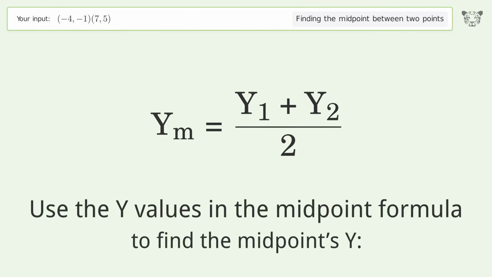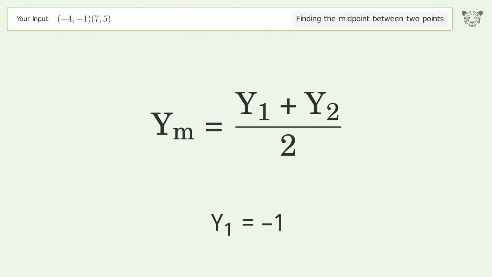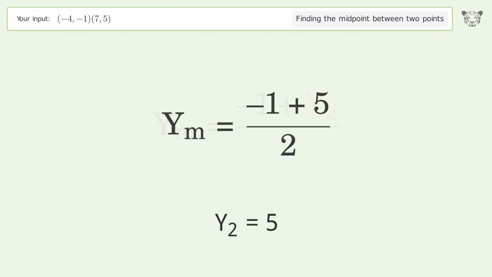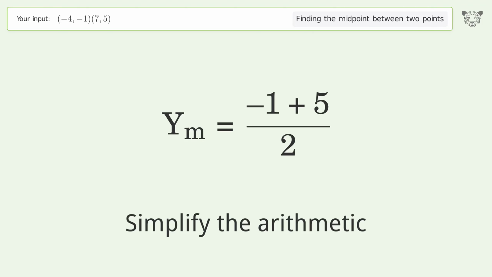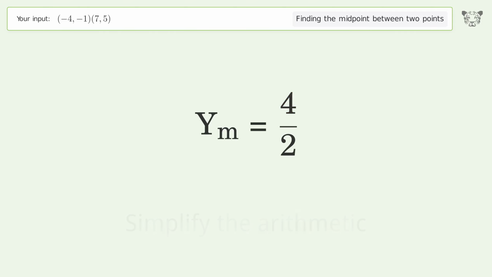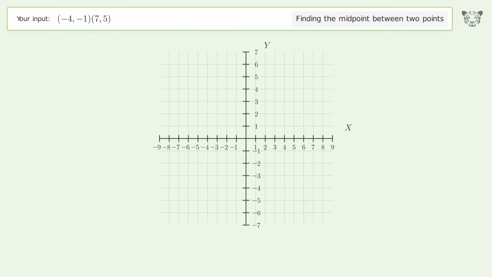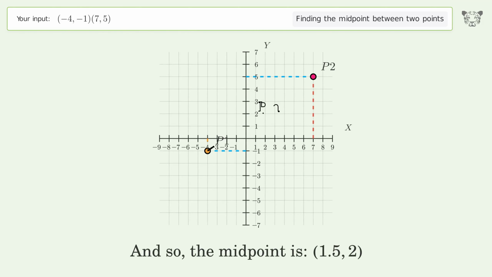Use the y values in the midpoint formula to find the midpoint's y. y1 equals -1. y2 equals 5. Simplify the arithmetic. And so, the midpoint is (1, 2).